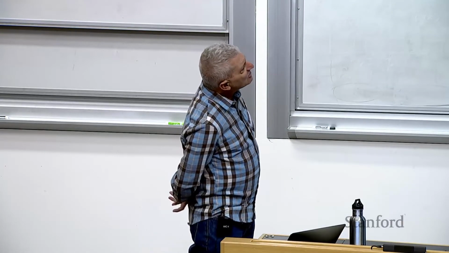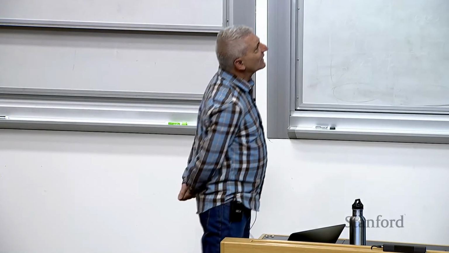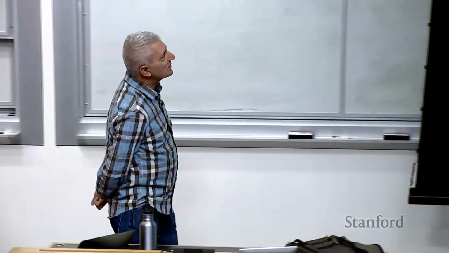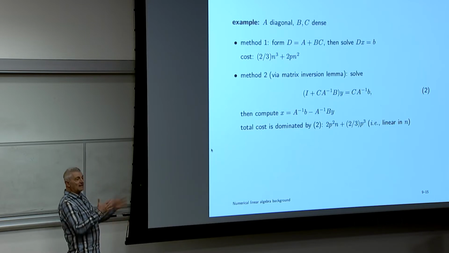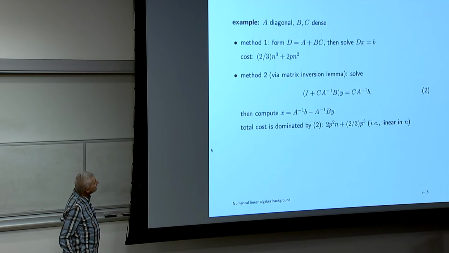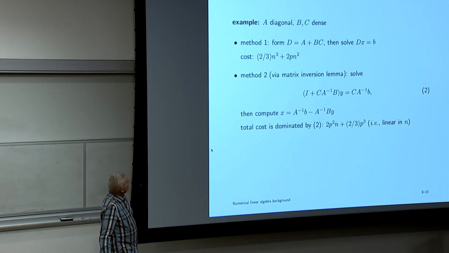Okay, here's an example. Say A is diagonal and B and C are dense. If you do it the dumb way, you form D as A plus BC, write it out as a dense matrix, then solve. In this case you get something that's order p n squared, or n cubed. And if you do it the right way, you get something that's linear in n, right? And these make a big difference.